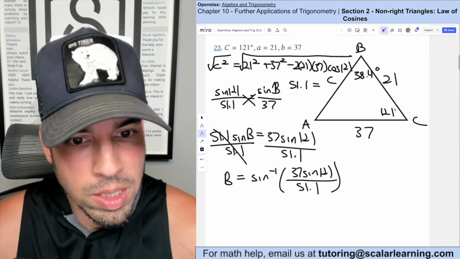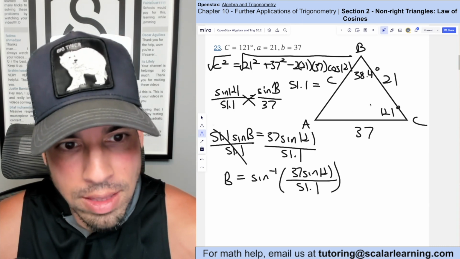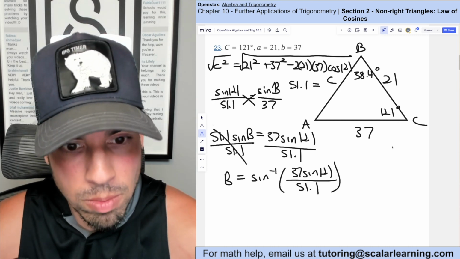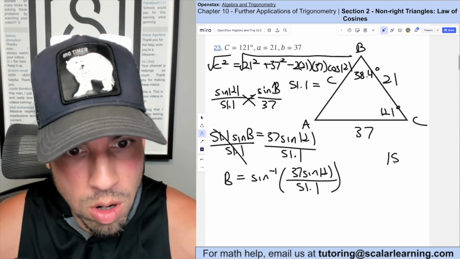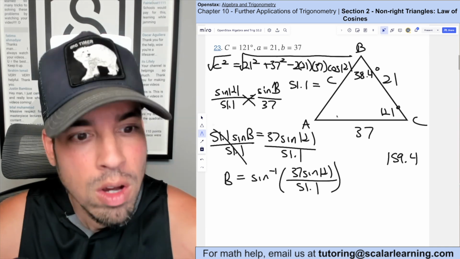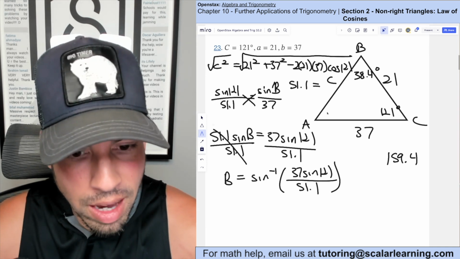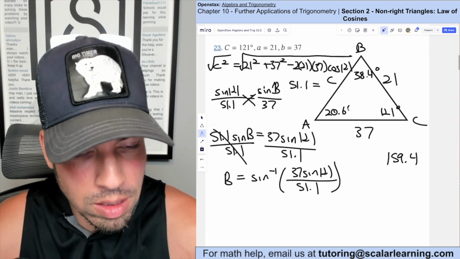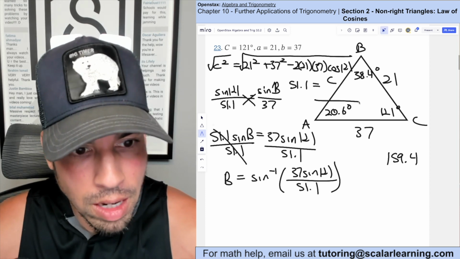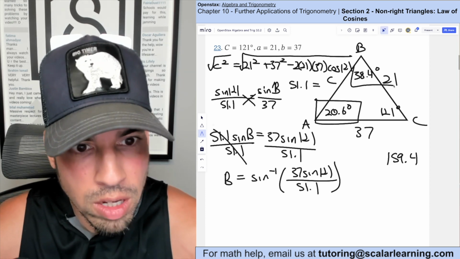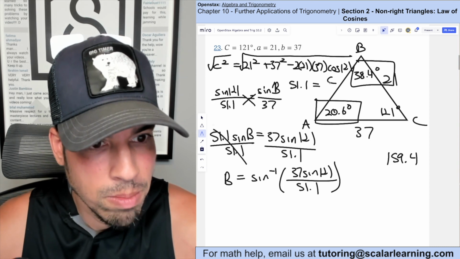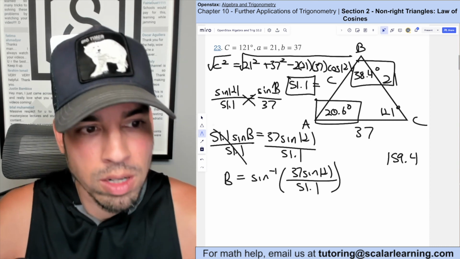And then to find this missing angle, we just add these two together and use the triangle angle sum theorem. So you add those together, you get 159.4, which means to add up to 180, this missing angle has to be 20.6 degrees. So my missing angles are 20.6 for A, 38.4 for B, and then the missing side is 51.1. That's how you do it.